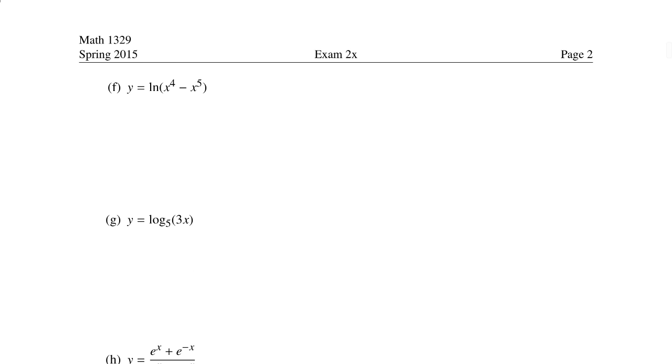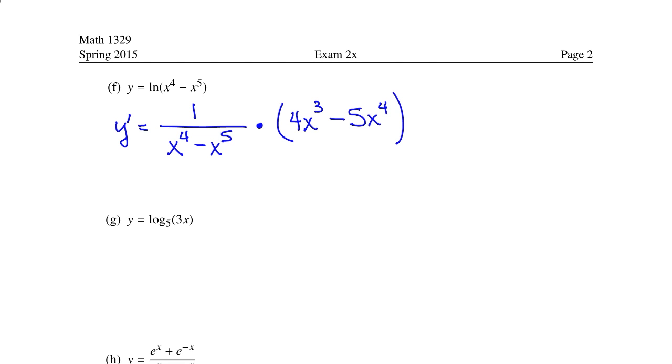Part F, the derivative of the natural log of x to the 4th minus x to the 5th. So the derivative of natural log functions are 1 over, and then we're going to take the inside, so it's x to the 4th minus x to the 5th, times the derivative of that inside, which is 4x cubed minus 5x to the 4th. And of course you could have written that in the numerator if you had wanted to, no problem.